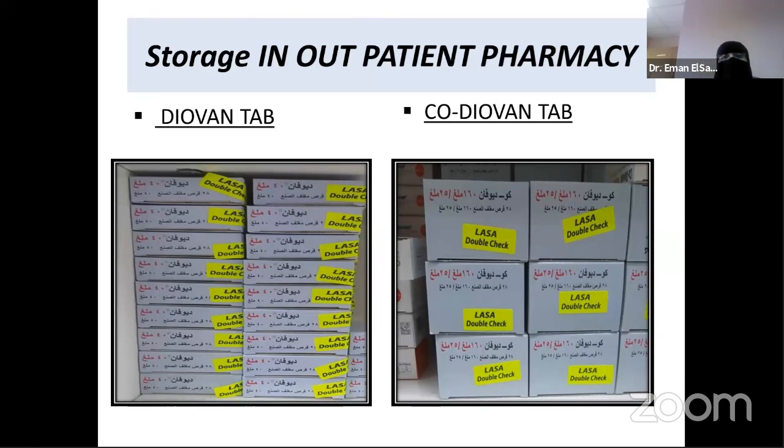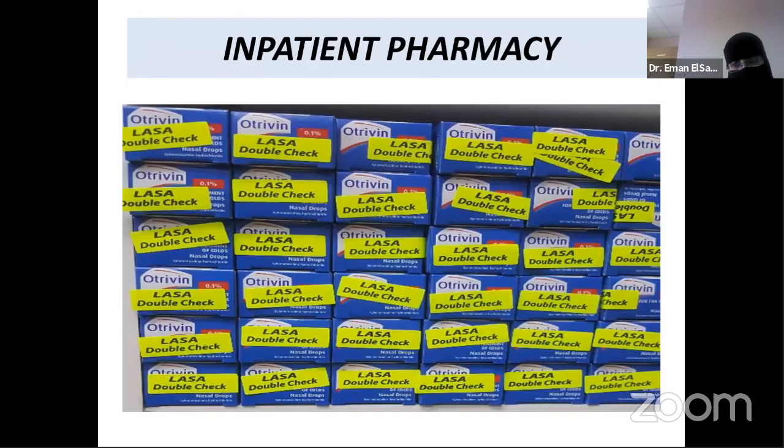We have a list in the hospital posted in every station with the medications, and this is our medication in outpatients. It is stored like this. This is inpatient, stored the same way.